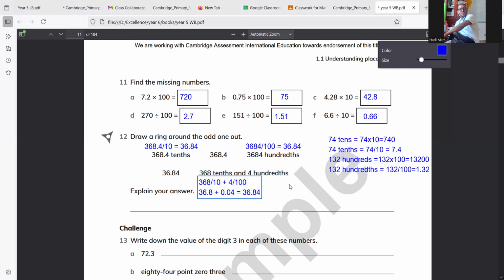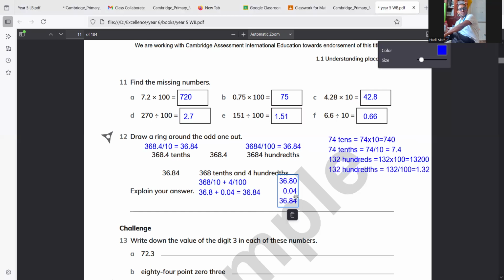If you don't know how to add them like that, you can add them as we add decimals, like 36.8 and this is 0.04. Put the decimal point in the same column. Then you have no number here, you can put 0. And then add them. 0 plus 4 is 4, 8 plus 0 is 8. Put your decimal point, and then 6 plus 0 is 6, and this is 3. This is how your number is going to look.